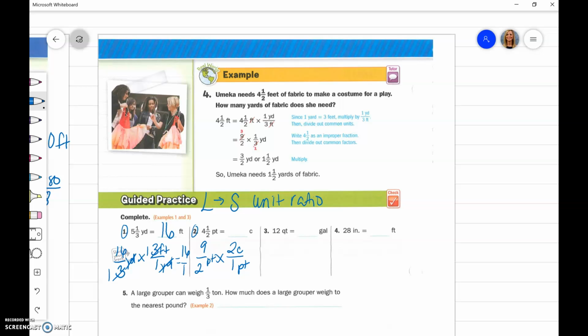My denominator stays the same, my pints. So I'm going to get rid of those pints. Now I have 9 over 2 times 2 over 1. Let's cross simplify. 2 divided by 2 is 1. 2 divided by 2 is 1. When I multiply across, 9 times 1 is 9. 1 times 1 is 1. Therefore, it is 9 cups. And they already have it labeled for you and everything. It's crazy. Okay, so there were some examples of large to small with the first video.